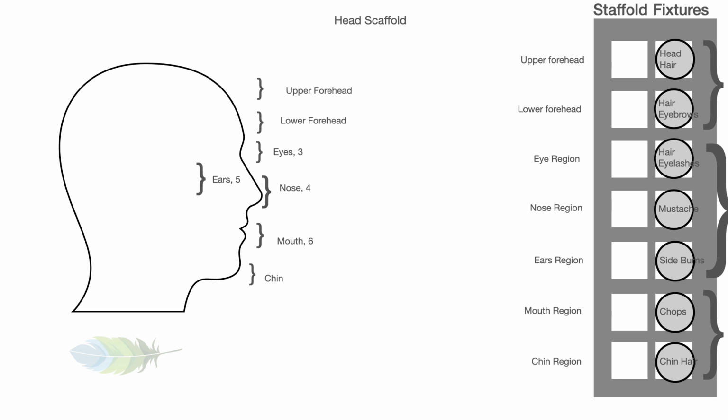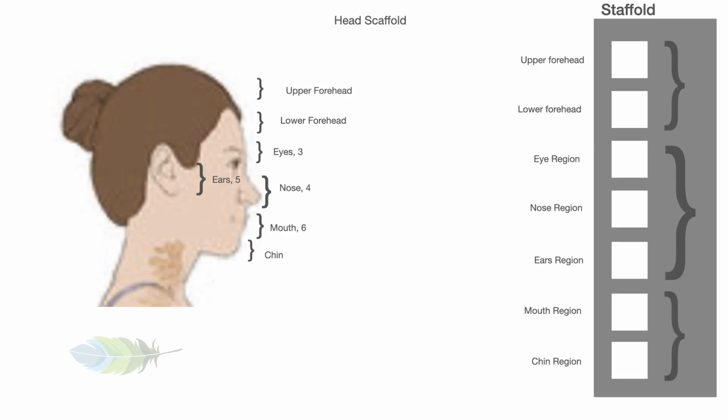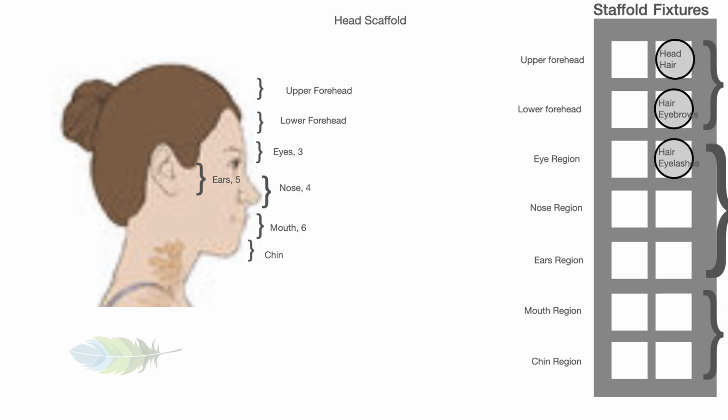And those kind of frame out the jaw towards the back of the head. So back around the ears, then you've got that. And then it caps off at the chin with chin hair. All right, so for female design, not as many parts. You've got head hair, eyebrows, and then eyelashes.